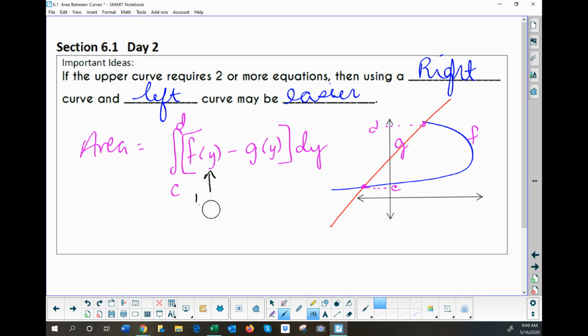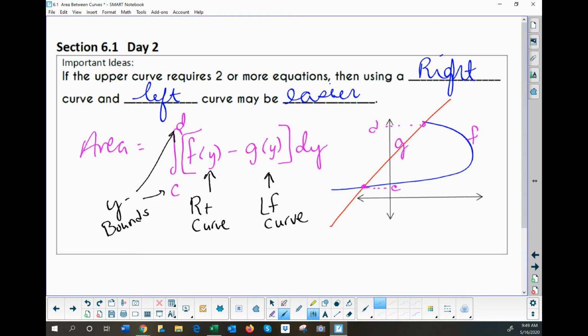I'm sorry, that's not correct. Right curve, left curve. Y value, y bounds. This here, of course, is our width. So we have that horizontally placed rectangle with the dy thickness, and this would be like a y2 minus a y1.